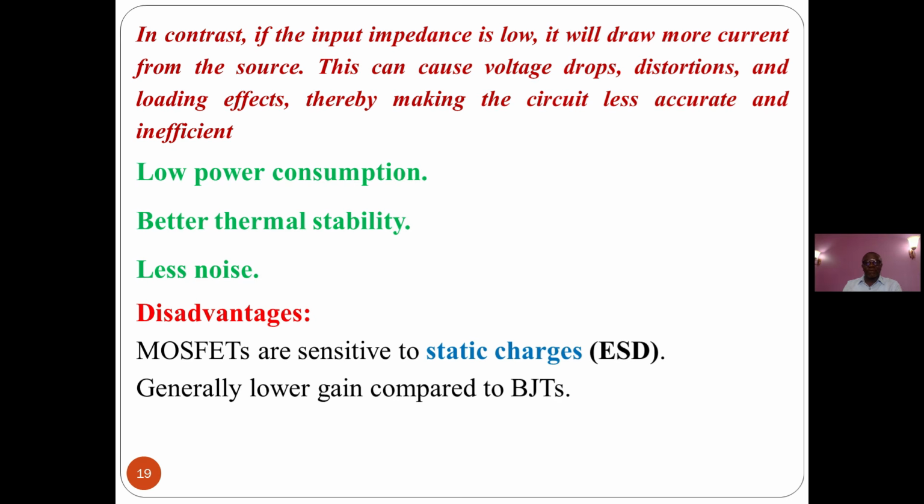But everything with an advantage has a disadvantage. MOSFETs are sensitive to static charges. That is, if you have static charges around it, it will affect it. And when you talk of gain, if you are using the transistor to achieve gain, then BJTs perform better in gain multiplication for your signal.